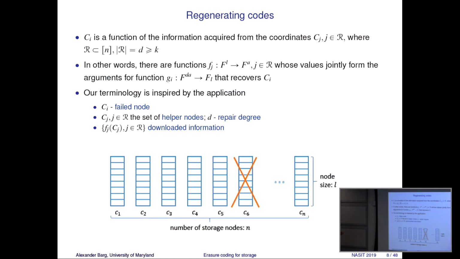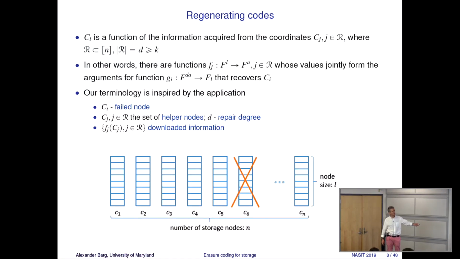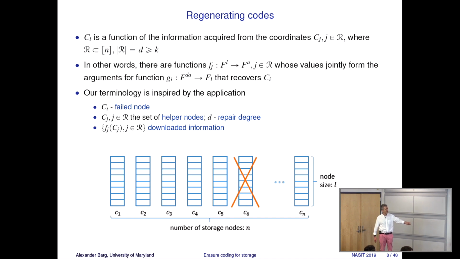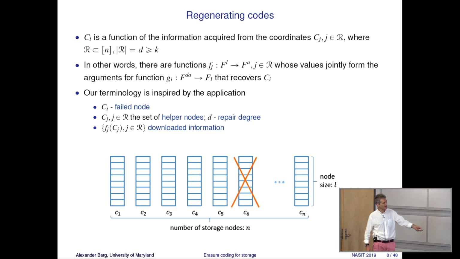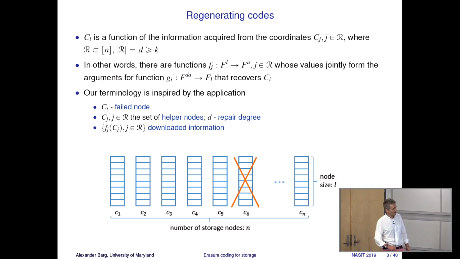So there are functions that take the data on the jth node, move them to the repair center, and jointly that data can be used to recover the failed node Ci. So the failed node, the helper nodes, repair degree, downloaded information, and that is a representation of my code word. Here, node 1, node Cn, one node is erased, and the task is to recover that node.